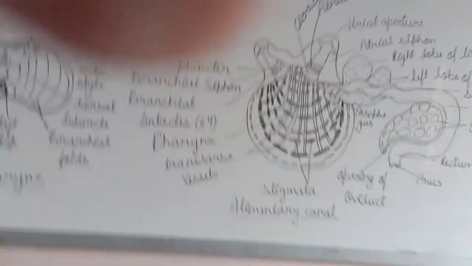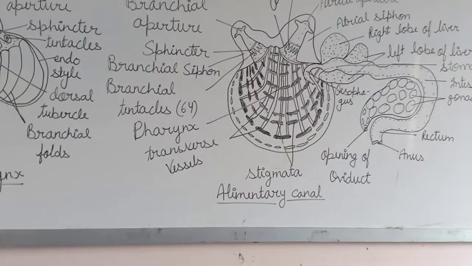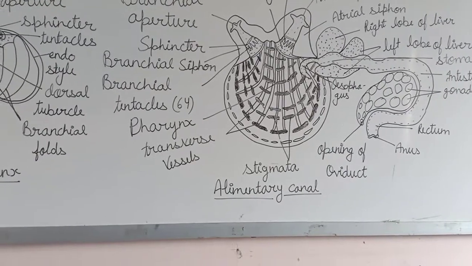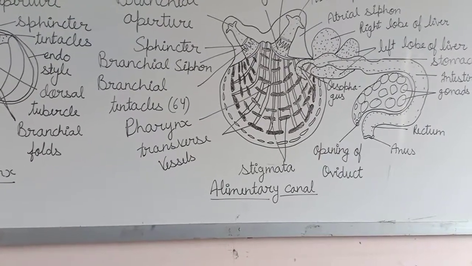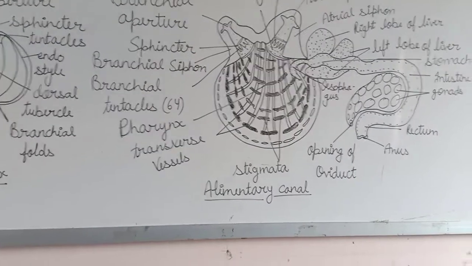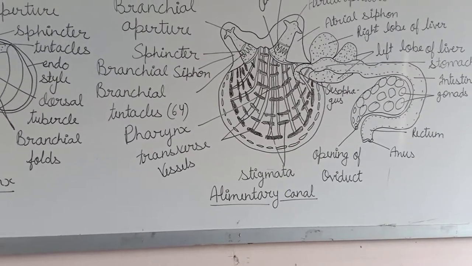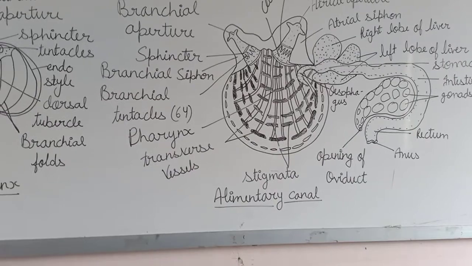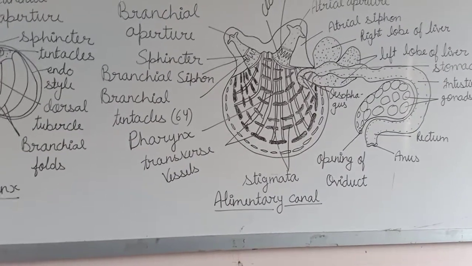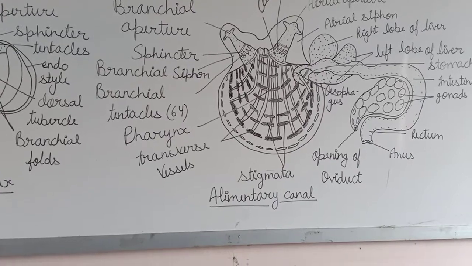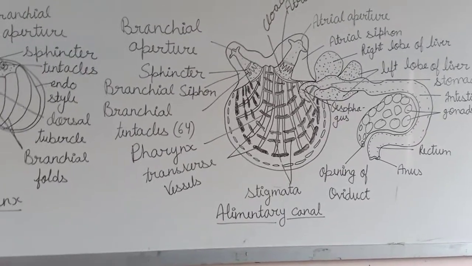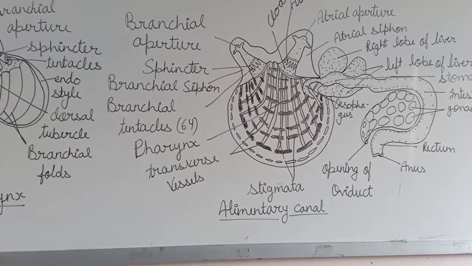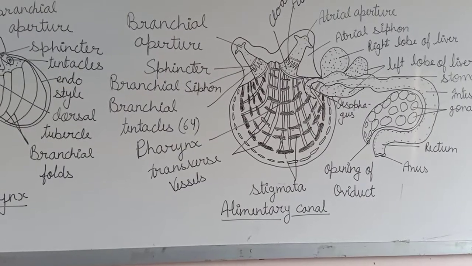Now after this, the buccal cavity is present. The mouth leads into a laterally compressed cavity which is known as the buccal cavity or stomodium. A strong branchial sphincter is present at the base of the siphon which regulates the opening of the mouth, and a circlet of tentacles is also present after that. These tentacles are richly supplied by nerves and found at the base of the siphon. These are 64 in number.